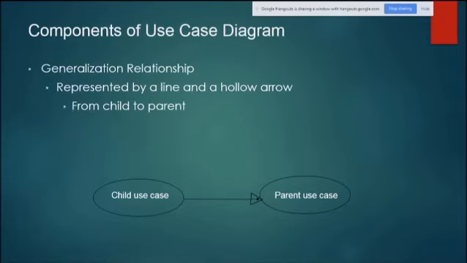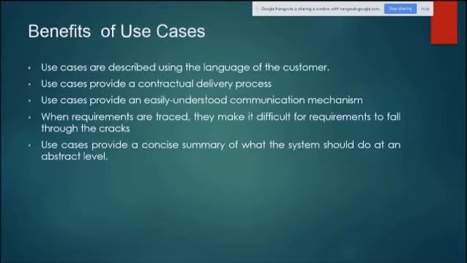Component of use case diagram, as I said, one is a generalization relationship. It is represented by a line or a hollow arrow from child to parent. So we may have this association also, generalization relationship, child use case and parent use case. We may have multiple use cases and a relationship between them, by means of that arrow.